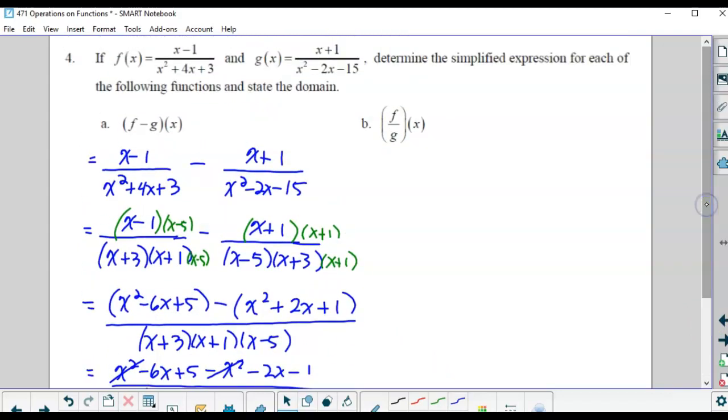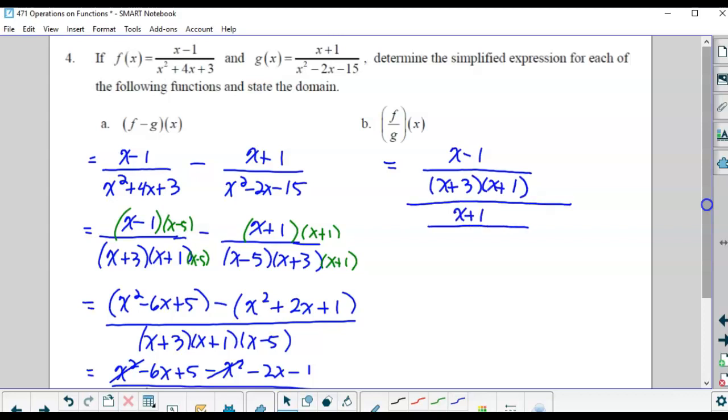Okay. And this one's f divided by g. So we've already factored, so I'm going to put it in factored form, just to save a little bit of time here. So f is x minus 1 over x plus 3 times x plus 1. And then we're dividing by g, which is x plus 1 over x minus 5 times x plus 3. So when you think about dividing, you invert and multiply. So really you could have gone right to this step as well. So my f, and then multiply by the reciprocal of g.